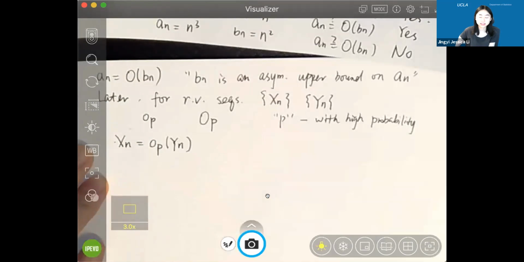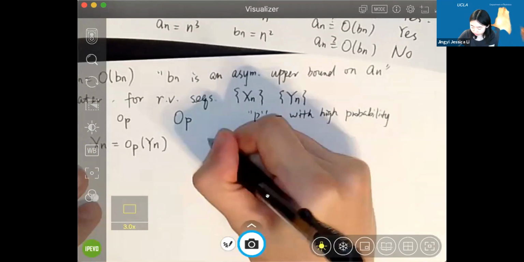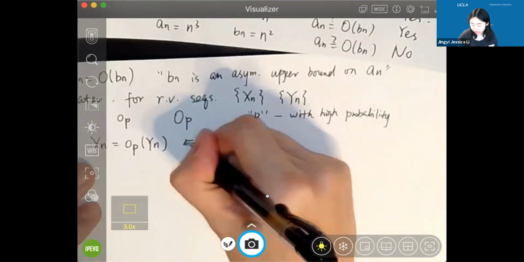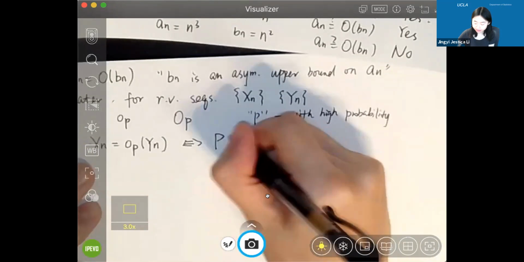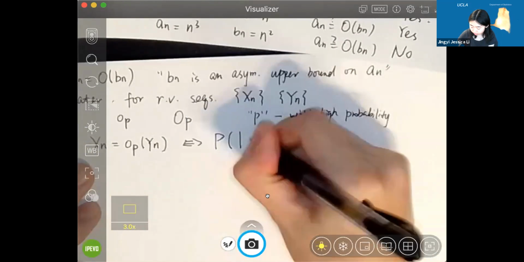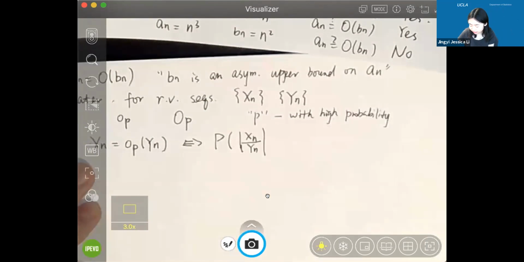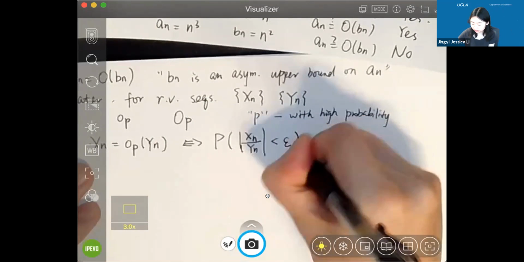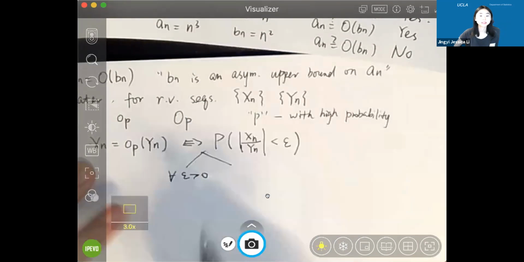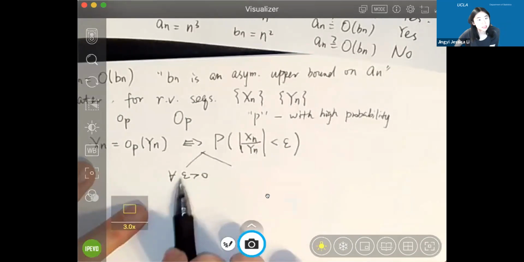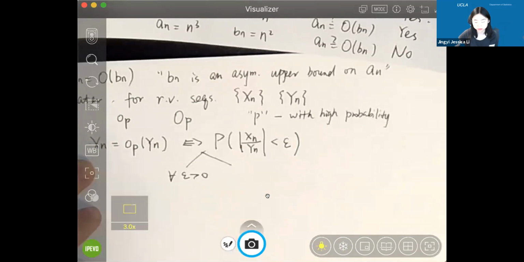Then what this means is that we have the probability that Xn over Yn is less than epsilon. So I should put here, for any epsilon greater than 0, this is still the neighborhood size around the limit 0, because we want this small o, Xn over Yn, to converge down to 0, right? So the limit is 0.